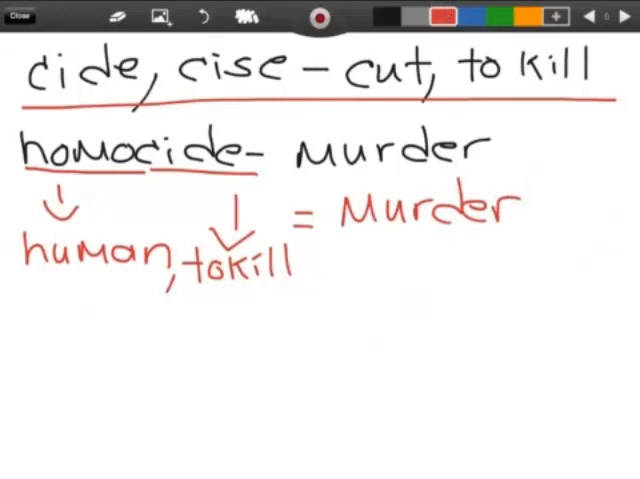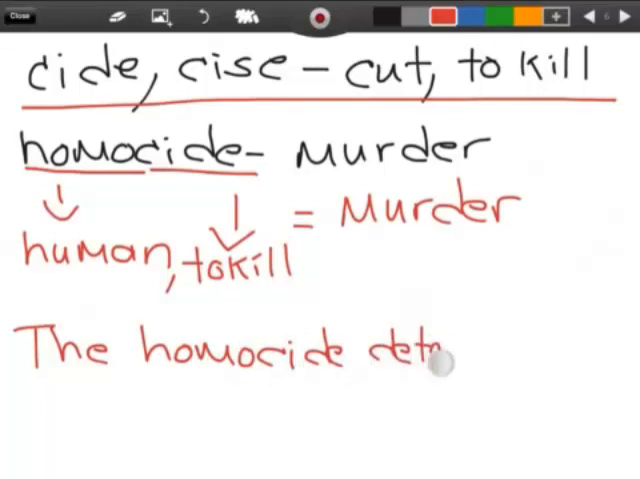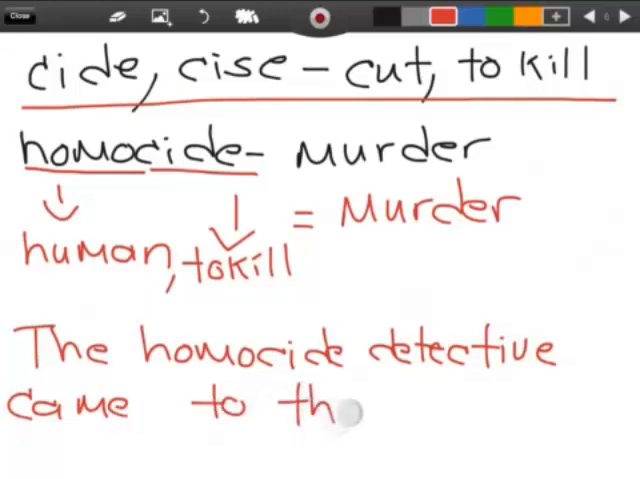And I'm going to go ahead and use this in a sentence. The homicide detective came to the crime area. I'm going to go ahead and read that to you one more time. The homicide detective came to the crime area.